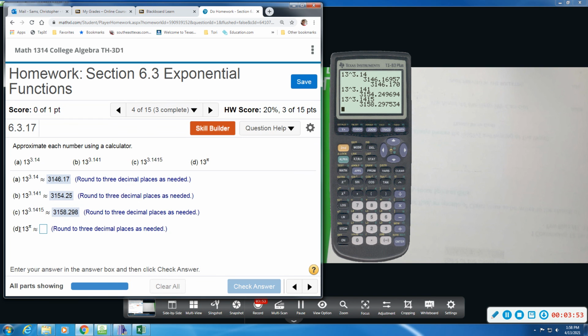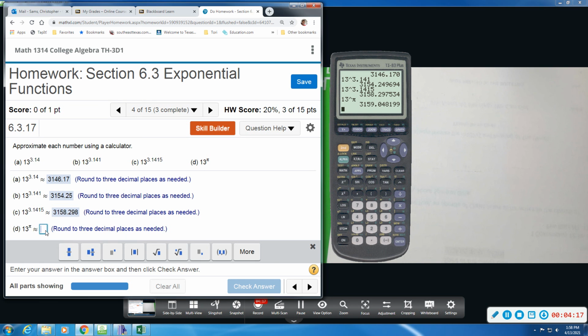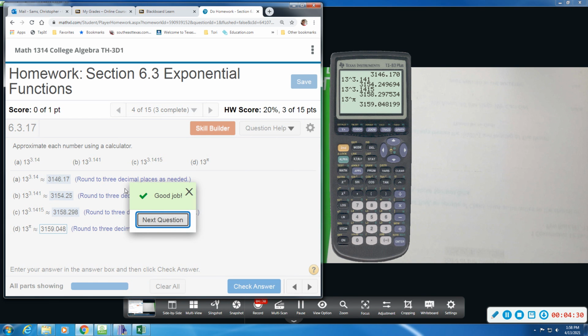All right, and then the last one, we're going to do 13 raised to the power of pi. So 13 raised, and then you see pi right here in yellow. I have to hit second and then that raise symbol, and that gives me pi. So then we get 3159. So you can kind of see it's just inching up as we add places. 3159.048. The 8 will not round up because of the 1. So 048. Okay, and that's how we just approximate with the calculator.